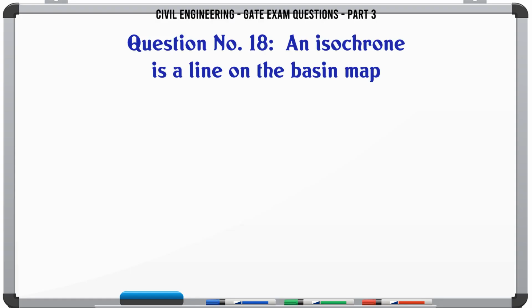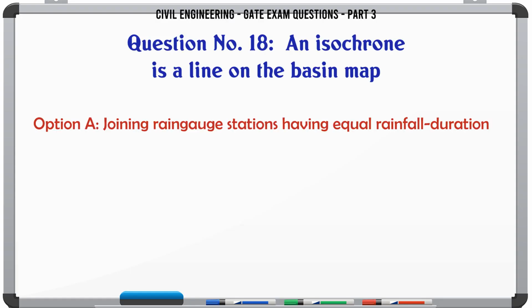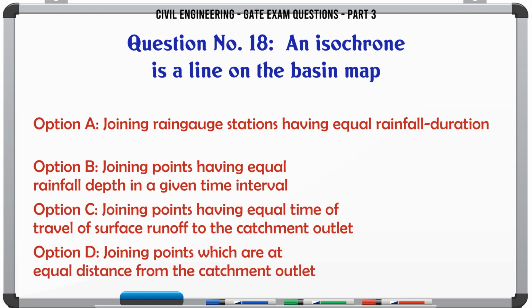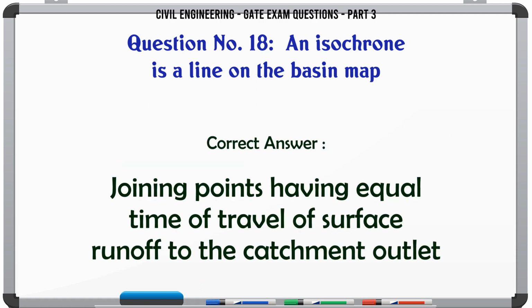An isochrone is a line on the basin map: A, joining rain gauge stations having equal rainfall duration; B, joining points having equal rainfall depth in a given time interval; C, joining points having equal time of travel of surface runoff to the catchment outlet; D, joining points which are at equal distance from the catchment outlet. The correct answer is joining points having equal time of travel of surface runoff to the catchment outlet.